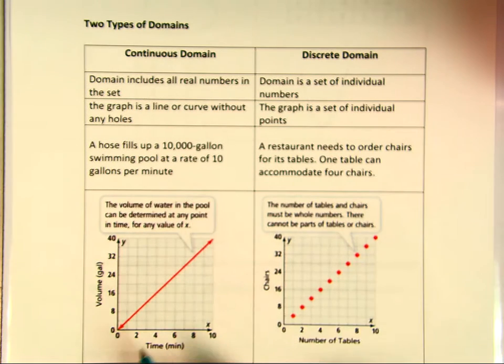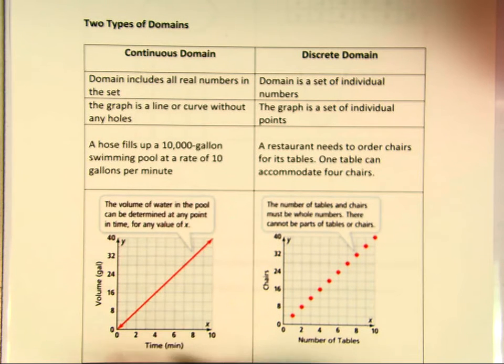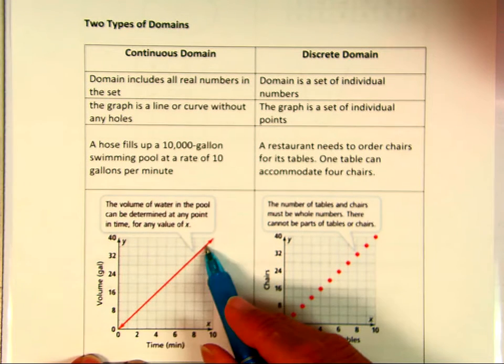So at any minute of the day, you would have a certain amount. It doesn't just go exactly from 10 gallons to 11 gallons. There's a point in between where it's between 10 and 11. So it's a continuous fill up.